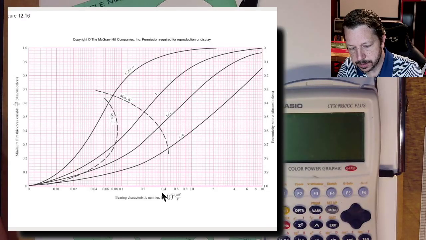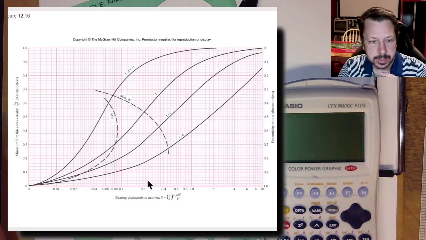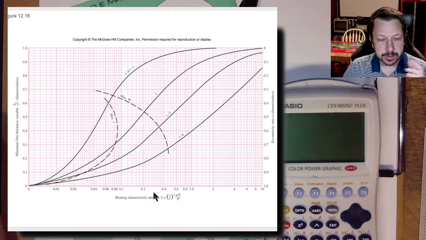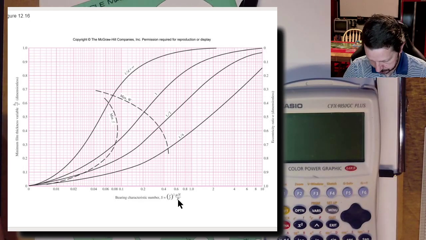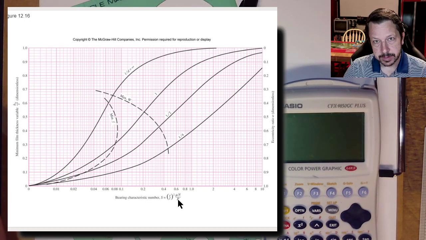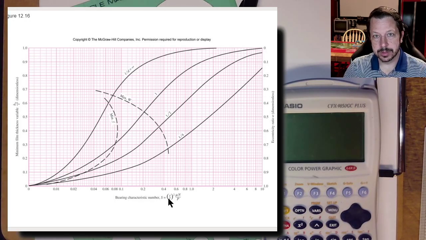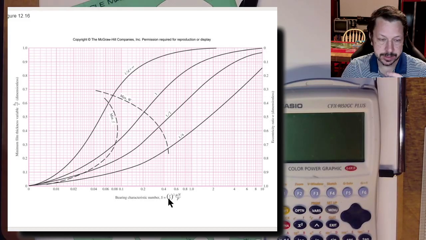So let's look at this chart. Oh, there it was. This is figure 12-16. Down here we've got the bearing characteristic number, the Sommerfeld number, and we know most of this stuff. We know R, that's the radius of the journal. We know the speed it's running at. We don't know P, but we could calculate that real quick because we have all the information to calculate that. In fact, we probably should do that pretty soon. We just found our viscosity, but we don't know C. We don't know the clearance. That's where we're starting on our design here, designing how big this bushing needs to be.